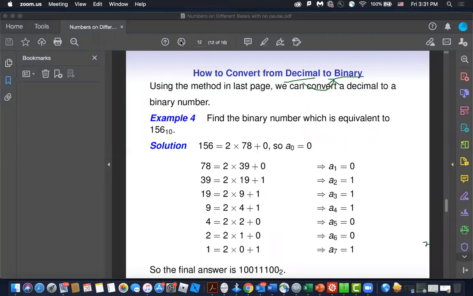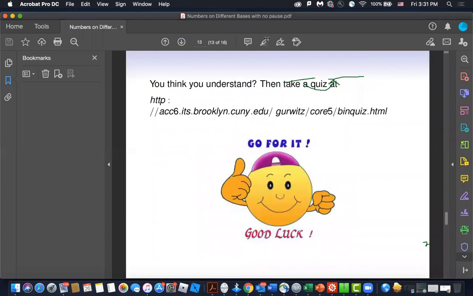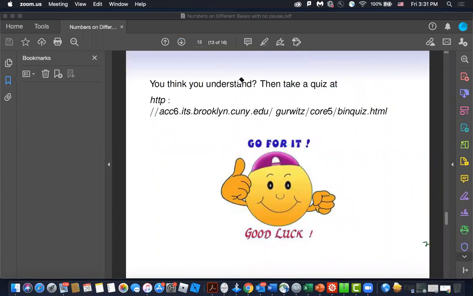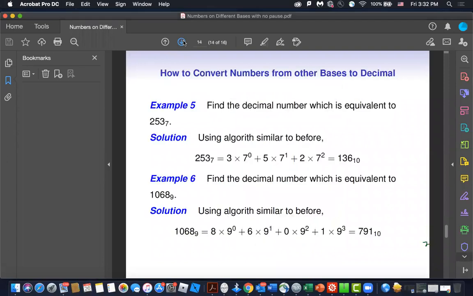If you think you understand, you can try the quiz. I found this online: it is a quiz you can use to test yourself on the conversion from binary to decimal and from decimal to binary. This is not our test, it's just for fun. If you're interested, you can try it.